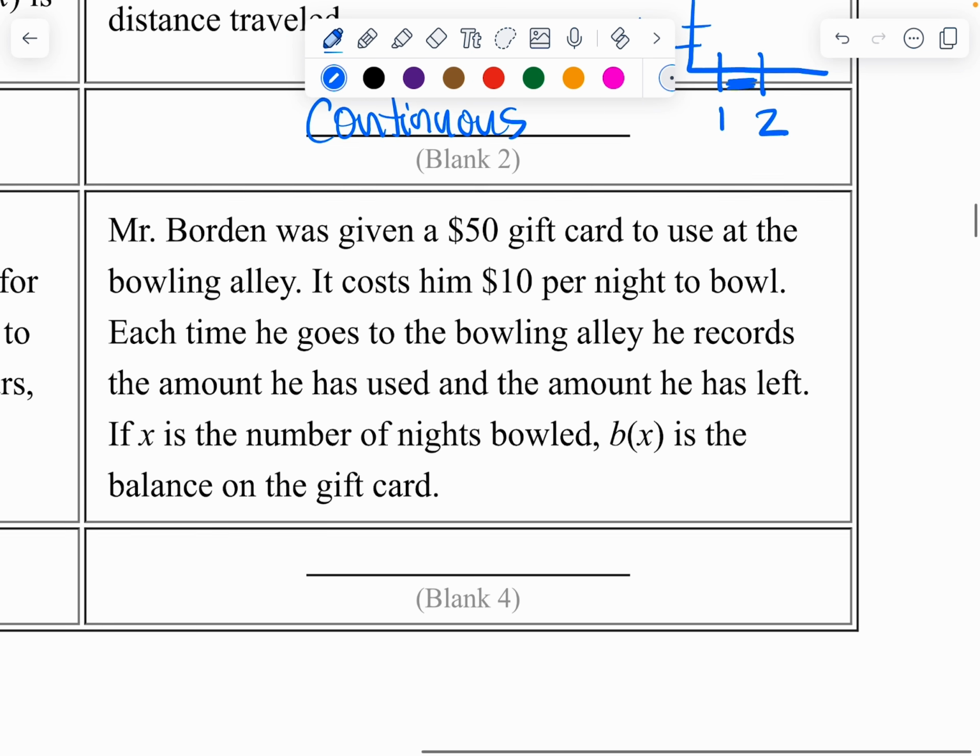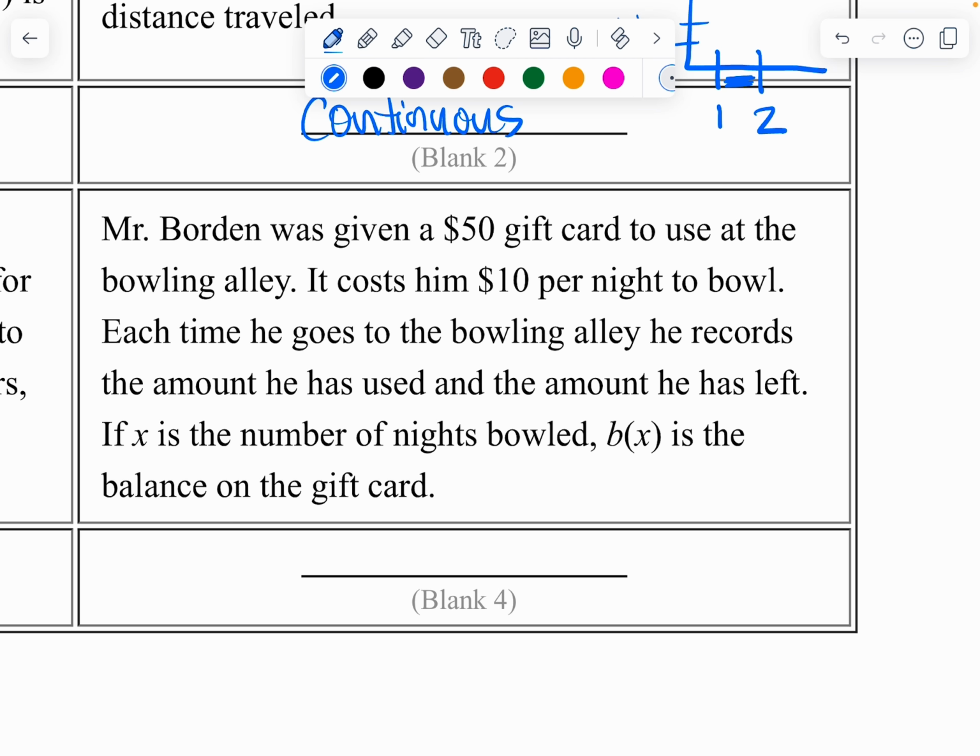Okay. Mr. Borden was given a $50 gift card to use at the bowling alley. It cost him $10 per night to bowl. Each time he goes to the bowling alley, he records. Because this is day 1, day 2, day 3. We don't have middle days. So this is discrete.